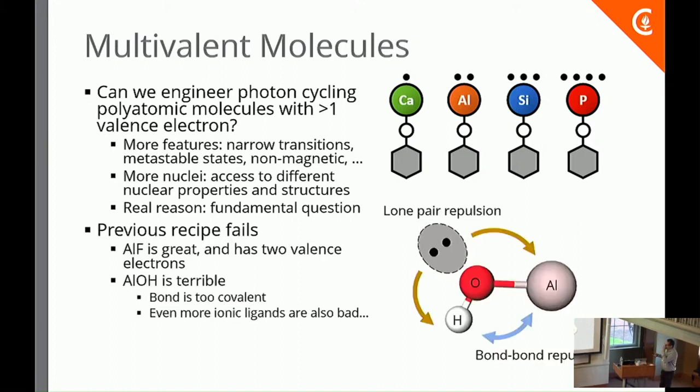And it's an interesting question because the previous recipe fails. You heard aluminum fluoride and aluminum chloride are great. They have two valence electrons. They cycle photons very, very well. So you could say, does AlOH work? And the answer is no. It's terrible. The bond is too covalent, so the molecule just flops like crazy, and you don't get any diagonality. If you make this bond more ionic, it doesn't help. So you have to do something else.